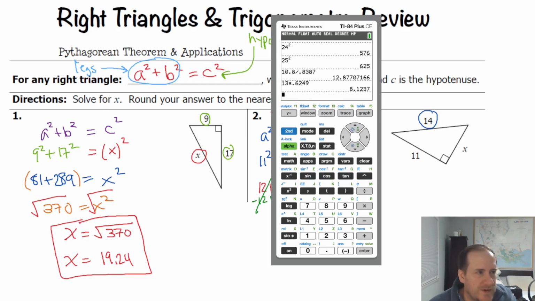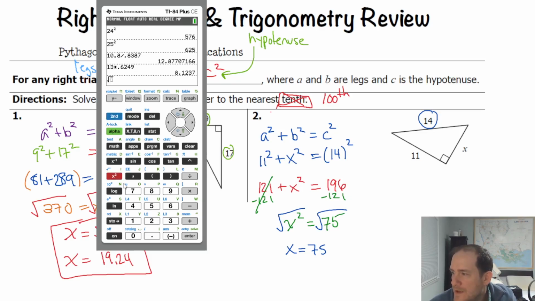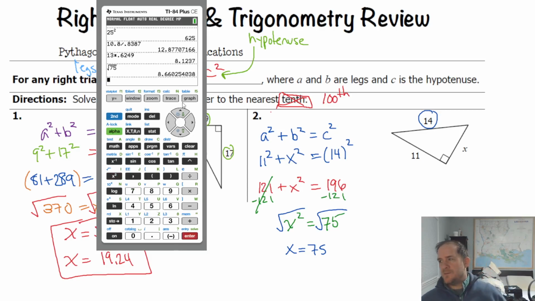But if you had this TI calculator, the graphing calculator, then to do a square root on it, you actually type the square root button first. So you hit second, square root, and then you type in the 75. And then when it's all there, you hit enter. And there's your decimal, 8.66.